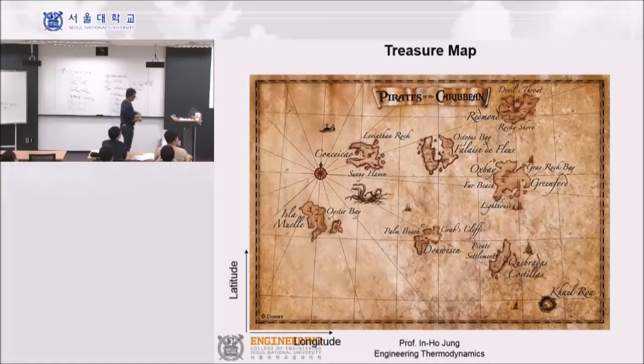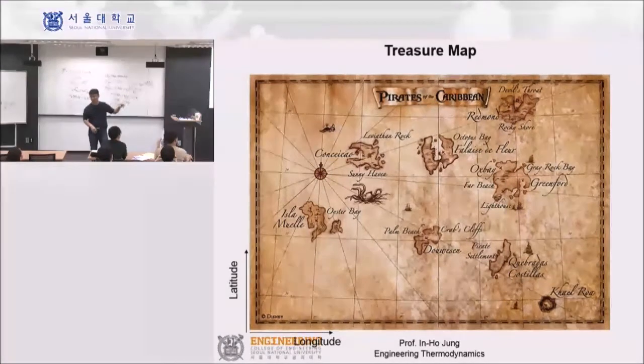And this treasure map is composed of two components. So x-axis, longitude, y-axis, latitude. Yeah. So you need a location, x, y-axis. And then in the middle, you sometimes have a kind of obstacle.